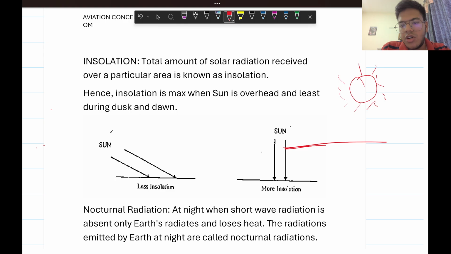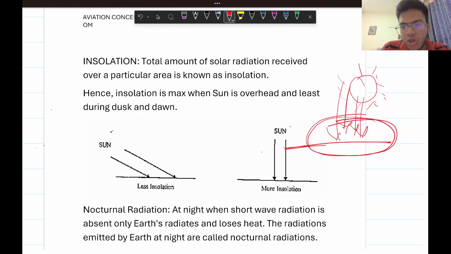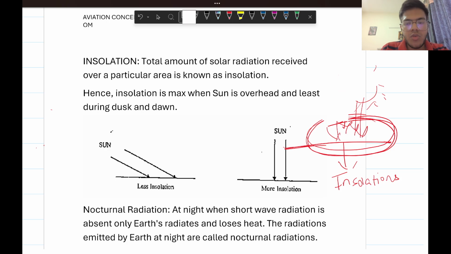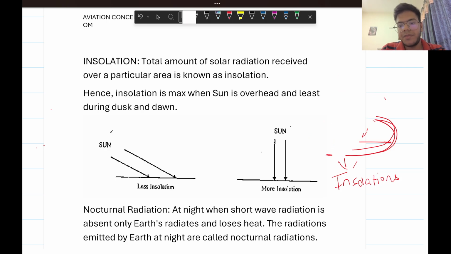And this is your land. So the total amount of solar radiations coming over this particular area is known as its insolation. Okay. Guys, I hope I'm very clear till now.